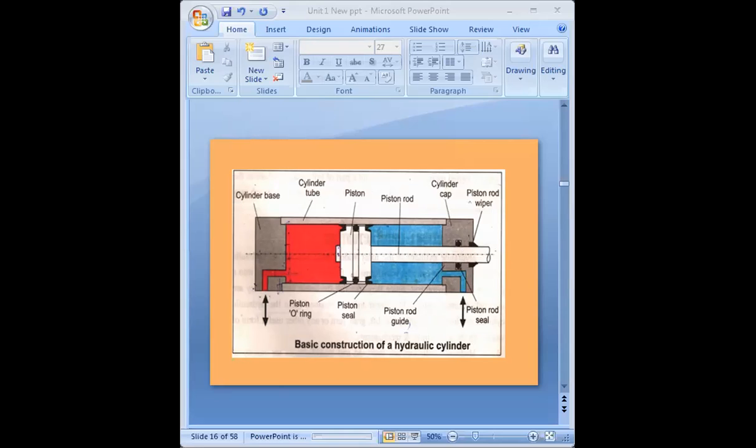Now a small question arises: how does this hydraulic cylinder operate? The working fluid, which is under pressure, enters through these cylinder ports. I have shown the ports, the red part and the blue part. You can see the arrow. Once again, I will tell what the working fluid does.